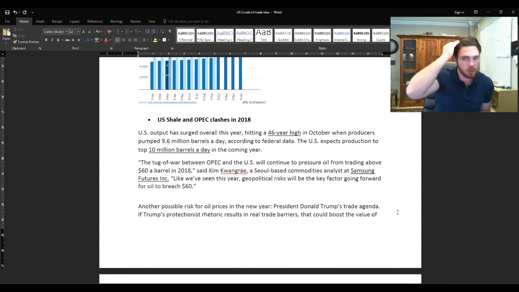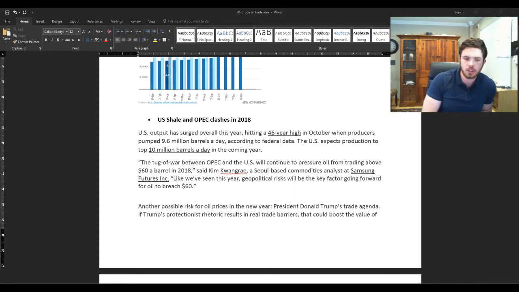So also another one is 2016, we saw an average of $52 a barrel on oil. So that's also going to be a big step that we need to consider, is that we're already moving to that limit and expecting it to pull back. So, averaging out next year, we might see the same amount, we might see less, we might see more, it just depends. Just to end that statement off, like we've seen this year, geopolitical risks will be the key factor going forward for oil to breach $60 a barrel.